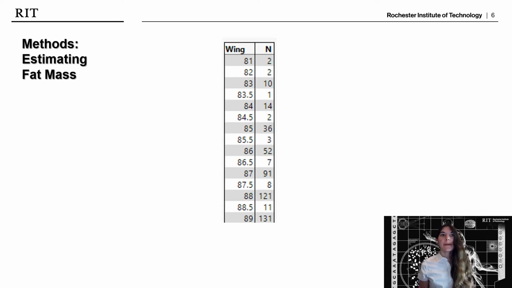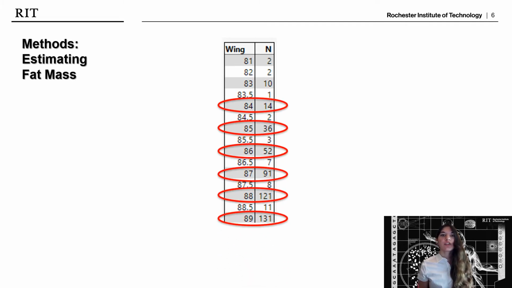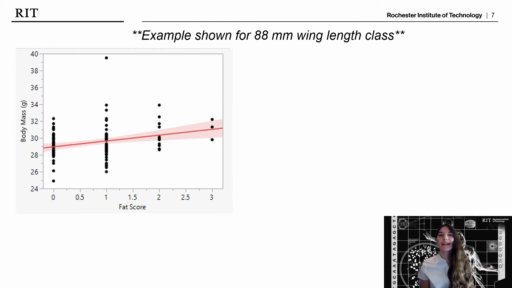We started by dividing birds into classes based on wing length, a common measure of body size in small birds. And this was done separately by species. We made note of all wing length classes that had 12 or more birds in them. Once we divided birds into wing classes, a regression model using the numerical fat score that bird banders assign a bird to quantify its fat reserves was created for each wing length class. Fat score was treated as a predictor of body mass.